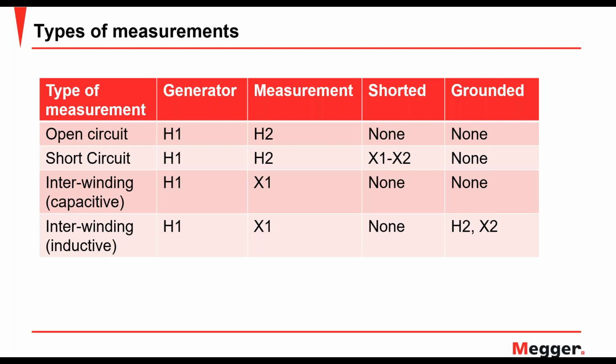So we have discussed open circuit and short circuit measurements so far. The other two types of measurements are called interwinding measurements, and the reason being that the signal is injected into one winding and you get the response signal from another winding. So the signal in this case is injected into H1 and you get a response signal from X1. There are two types of interwinding measurements. The difference between the two is in capacitive measurements, the other ends of the windings are not grounded. In inductive measurements, the other ends of the windings are grounded.